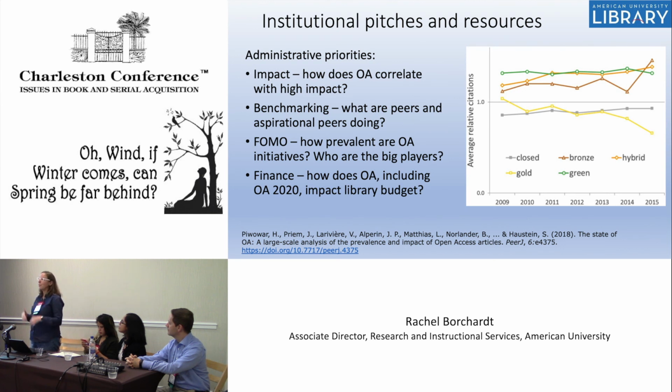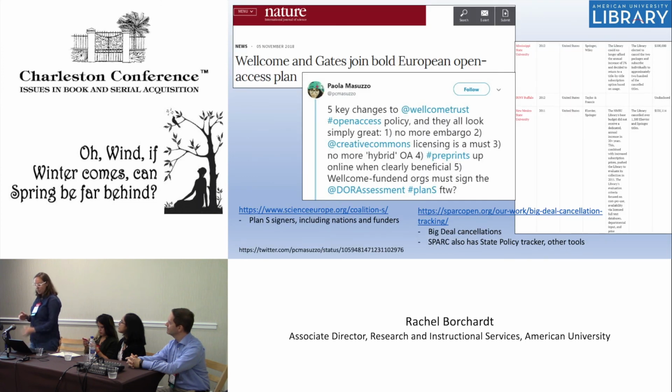But benchmarking and fear of missing out, I would say, are two of the really big selling points when it comes to pitching OA and impact to an institutional audience: what are peer institutions and aspirational peers doing with regards to open access initiatives, and how do we make sure that we aren't behind the times. And then finally, how are open access initiatives going to affect the bottom line, the budget? So with that in mind, there's a number of resources that we can pull together to start making those pitches. And these are some of them.